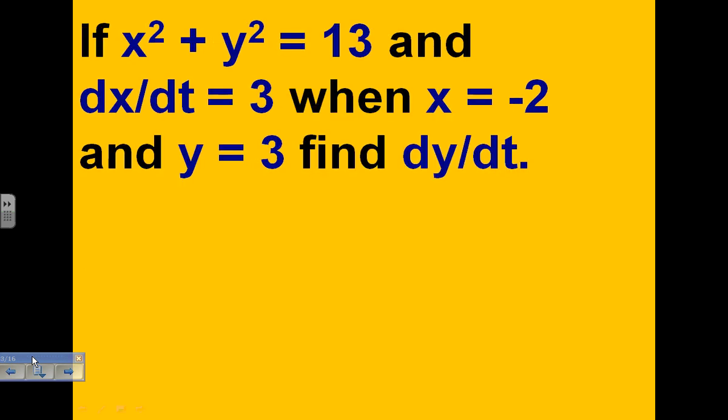Here we go. Give this one a shot. X squared plus y squared equals 13. This is one of those feel good about yourself problems before you leave, instead of feeling like you've been beat up the whole period.